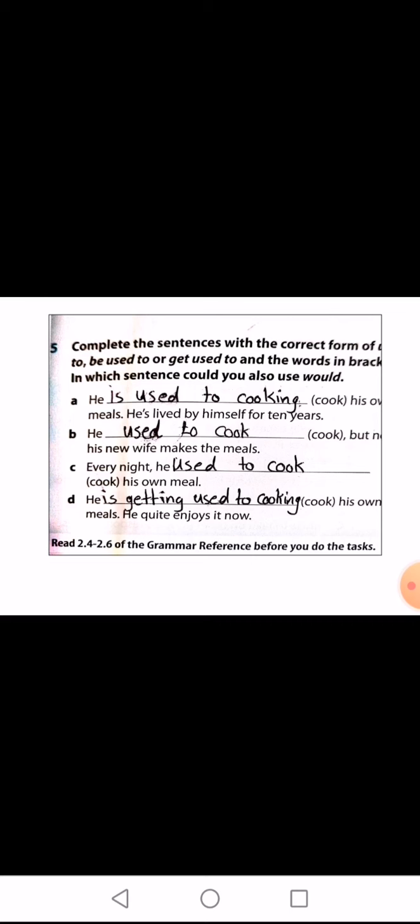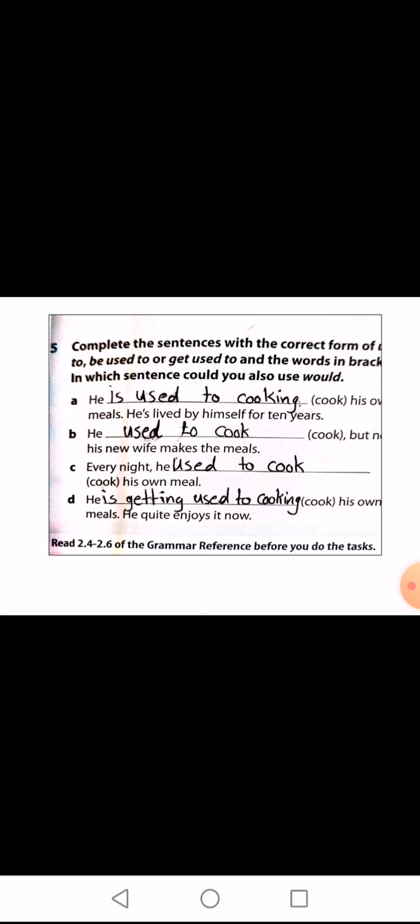Now this is exercise number 5 on your pupil's book. Complete the sentence with the correct form. Use used to, be used to, get used to, and the word from the words in the brackets. In which sentence could you also use would?